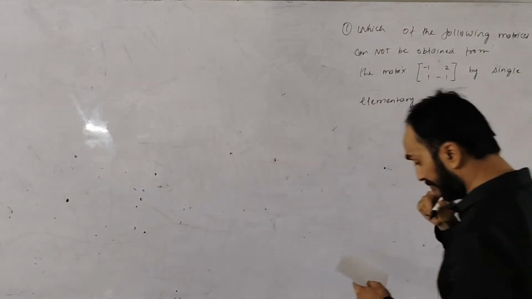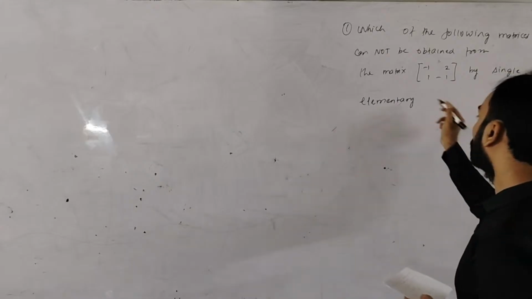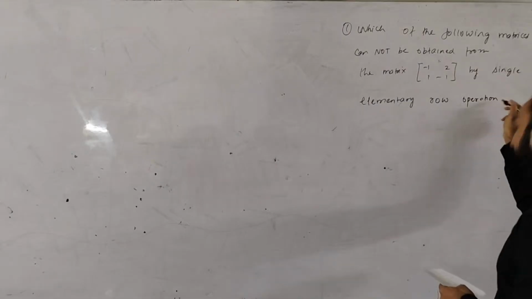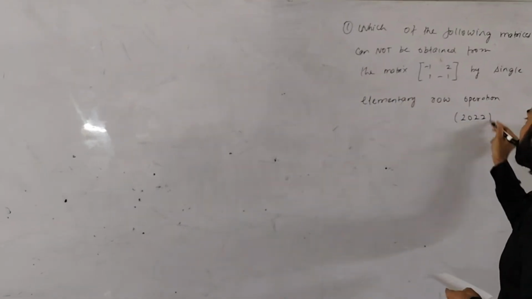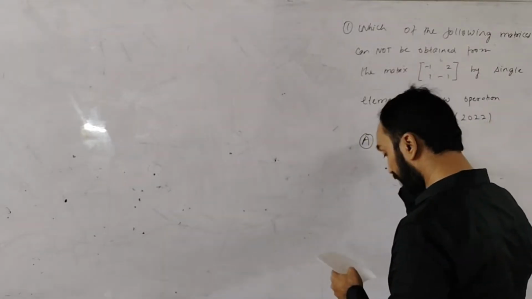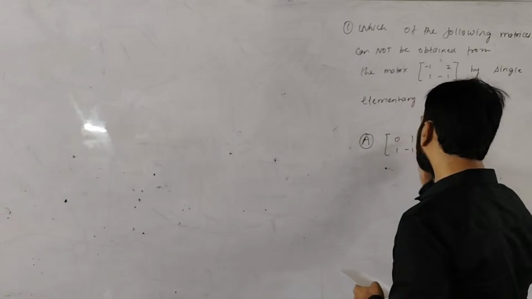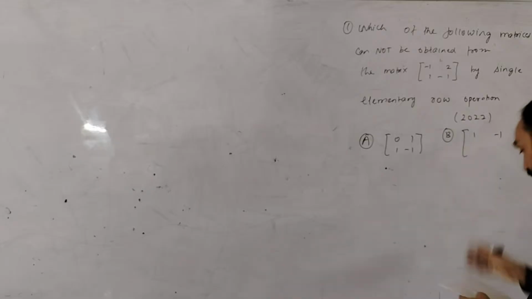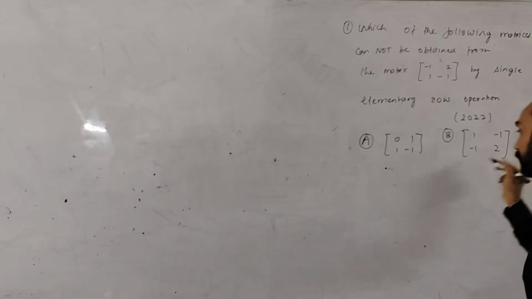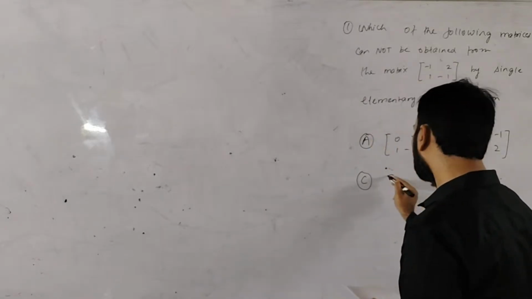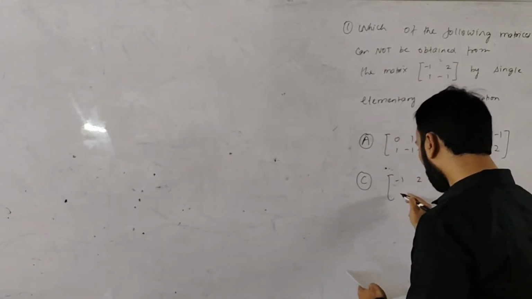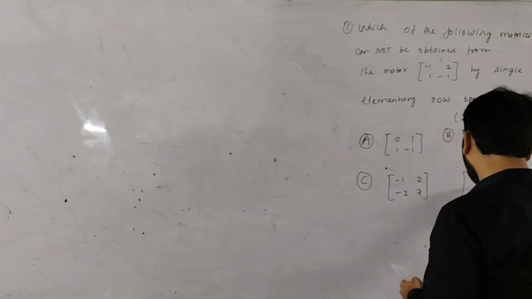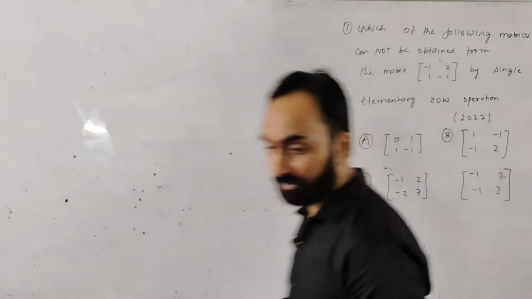We can perform only a single elementary row operation, right? So this is a problem from the year 2022. Options are given as: A, 0, 1, -1 and 1. B option is given as 1, -1, -1 and 2. Option C is given as -1, 2, -2 and 7. And option D is given as -1, 2, -1 and 3. Correct?